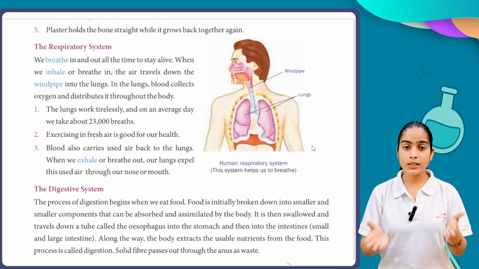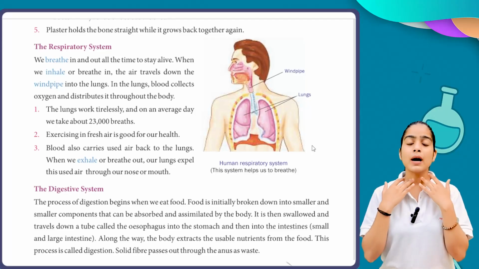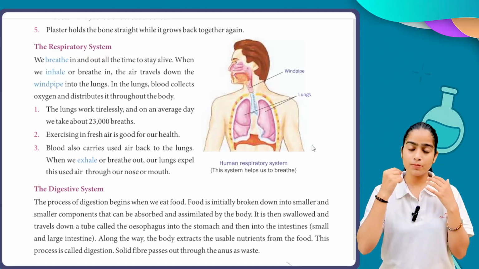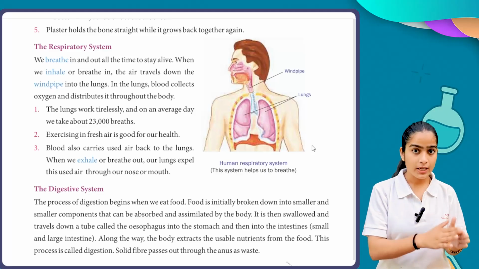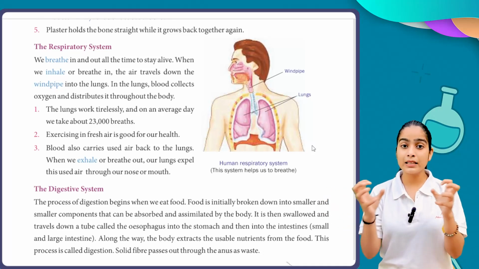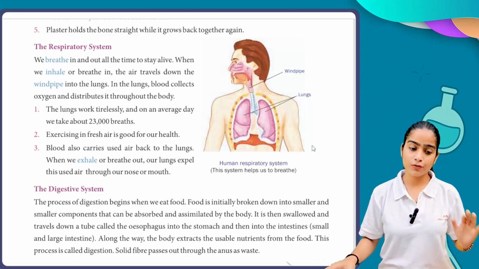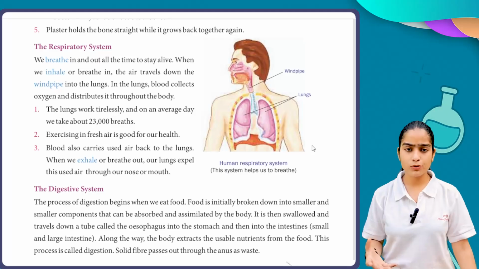Right now I'm breathing, and we already know that we have two kinds of pipes inside this part, the food pipe and the windpipe. So the air passes down with the help of the windpipe, and then our air reaches the lungs. At that place they collect the oxygen and proceed to the different organs of the body. So in the lungs, blood collects oxygen and distributes it throughout the body.